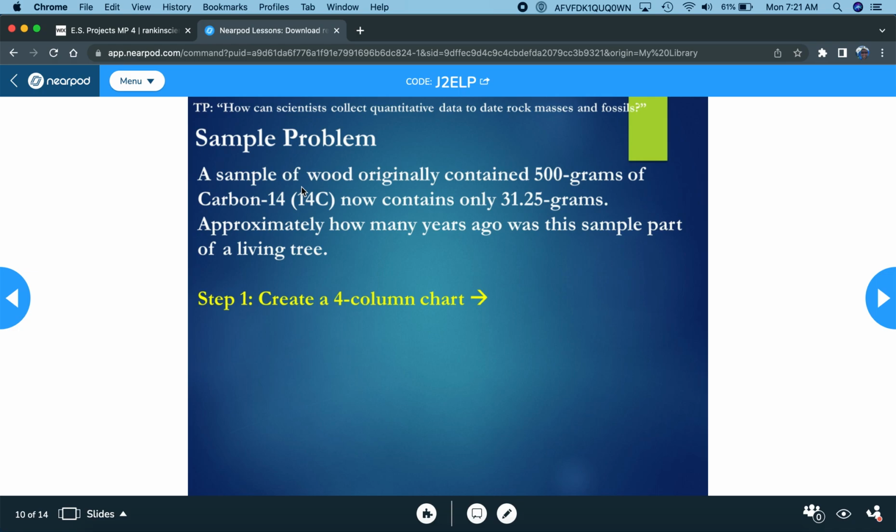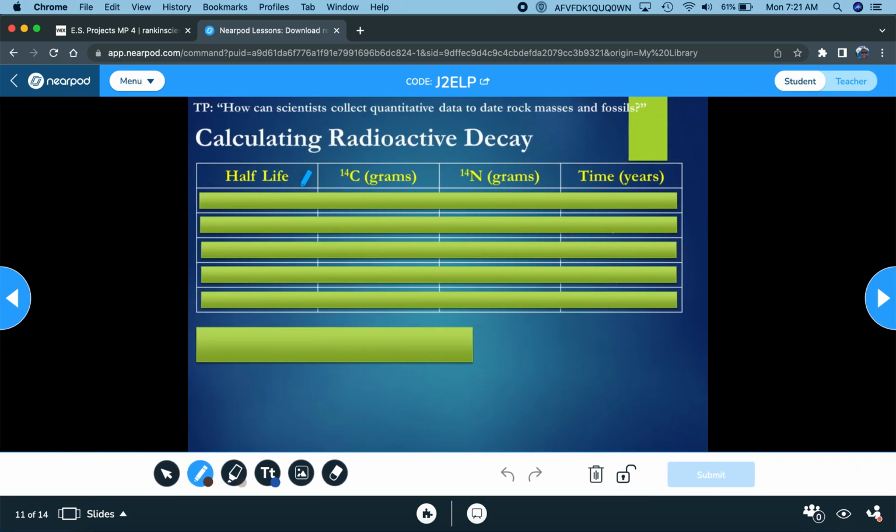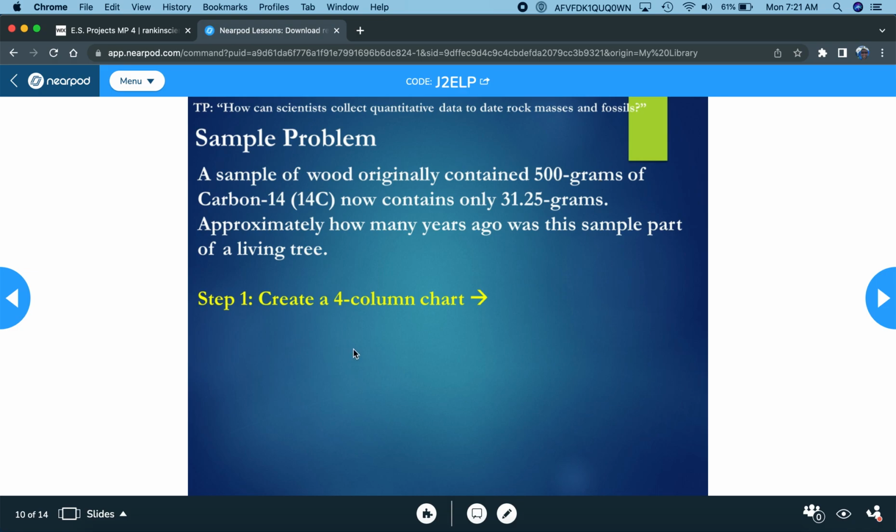All right, so when you're creating a 4-column chart, we're talking about half-life. You could do this in any way you want. I usually put half-life first, then you put your unstable second, which is carbon-14. Notice how I made that the superscript on top, almost like a power, but it's to the left of the element. Then I have your stable, then time in years. All right, we're dealing with carbon-14.